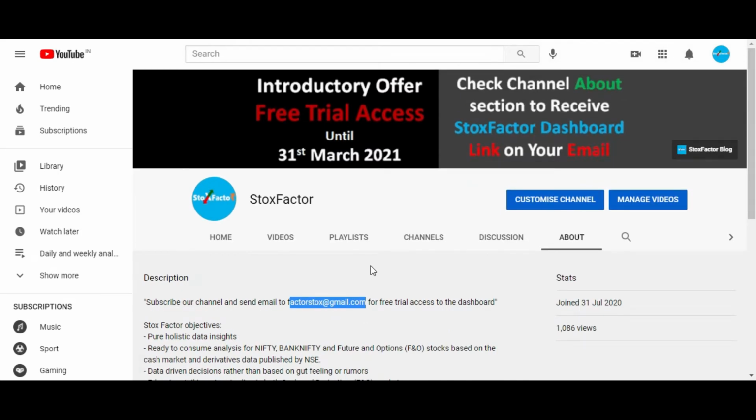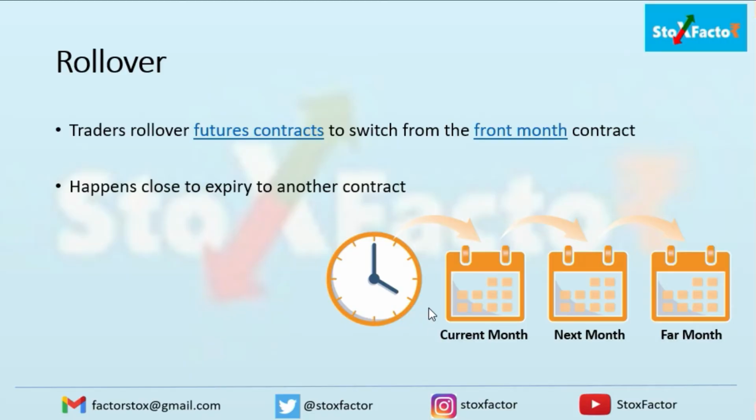So let's get started. So friends, let us define what is rollover first. As you already know, and you might have heard, in the derivative segment the traders generally roll over their positions to the next month in order to continue their position. So what do we mean by rollover? Rollover is nothing but you sell the current month contract and buy the next month contract, right?